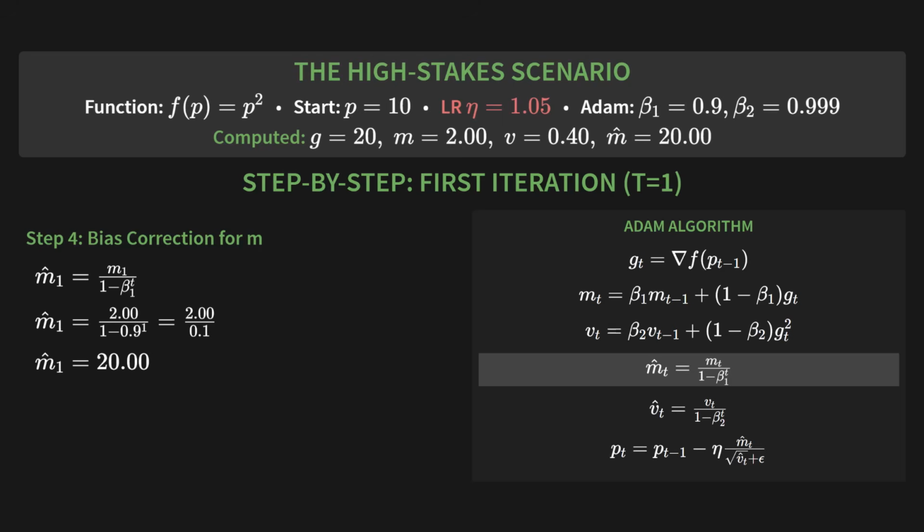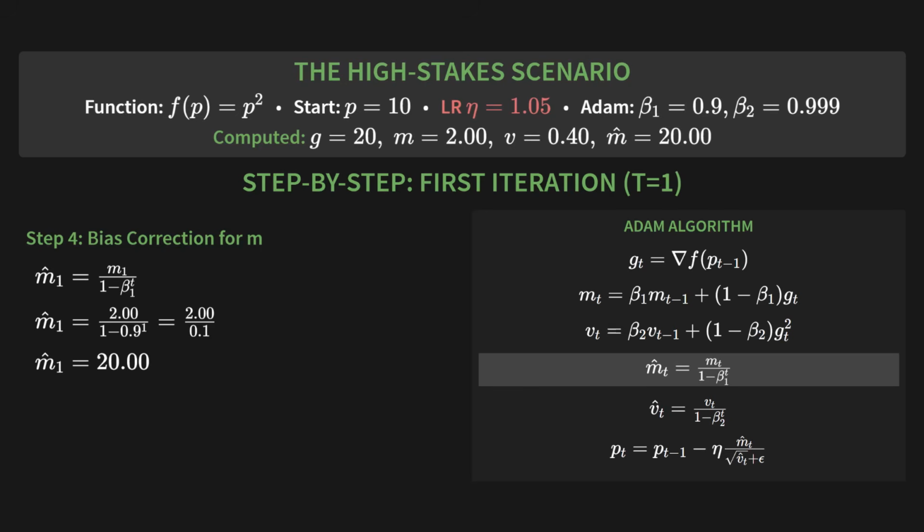Step 4. Now for the bias correction for m. Remember this? m hat sub 1 equals m sub 1 divided by 1 minus beta 1 to the power of t. In this case, t is 1. So that's 2.0 divided by 1 minus 0.9, which is 2.0 divided by 0.1. That gives us a bias-corrected m hat of 20.0.